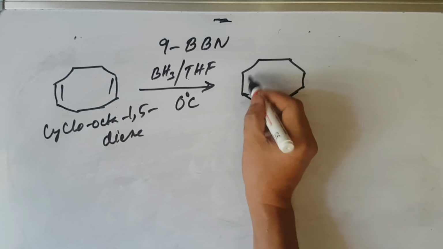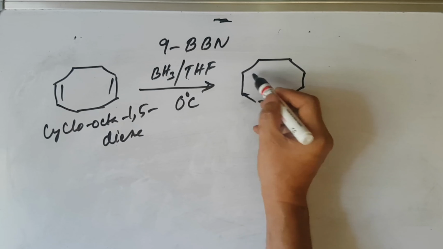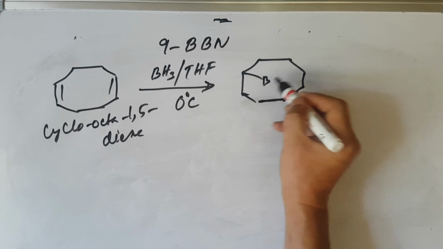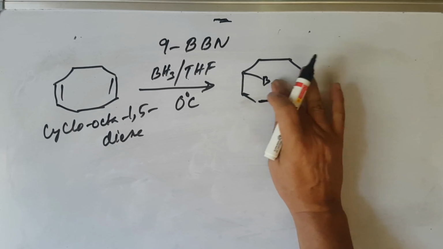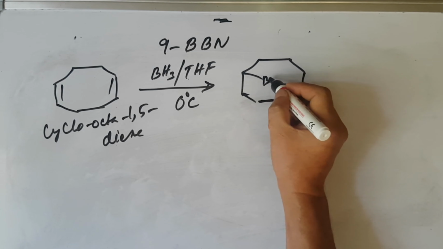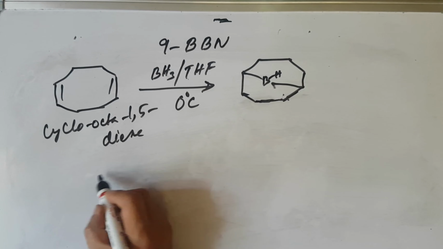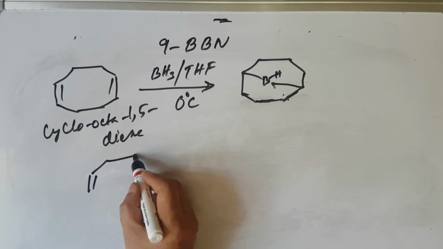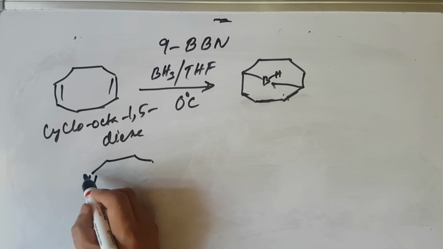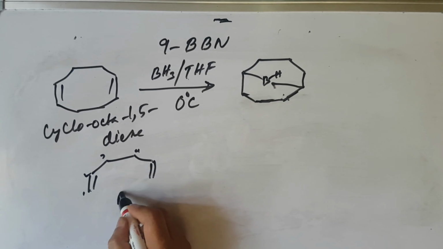So these dienes are here. You can attack with B here, and this one, B is here. Actually, we use this one, not the cyclic one. So when you have this borane, BH3, one can attack here.